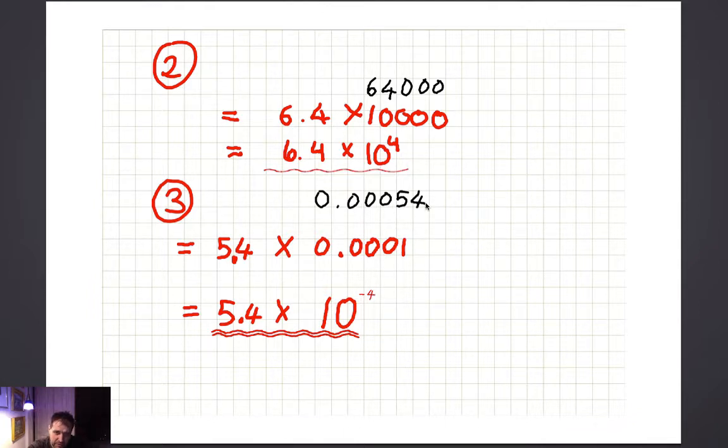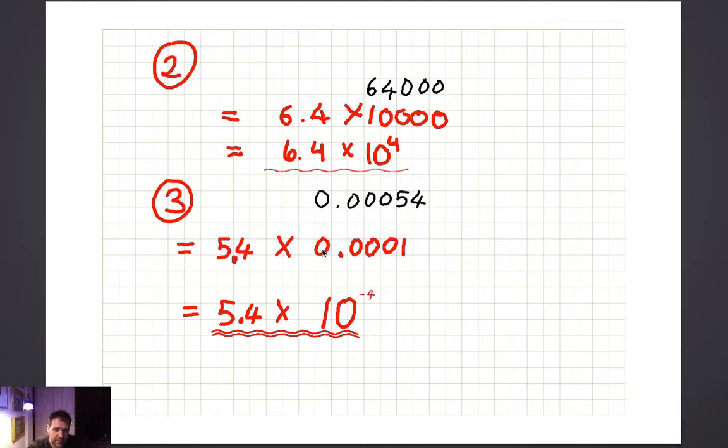0.00054. So our number between 1 and 10 is 5.4. Then I need to be careful when I write a number underneath it, because the classic mistake would be to write a number of the same length and go 0.00001, and then you'd end up with a number that was 54 times as big.